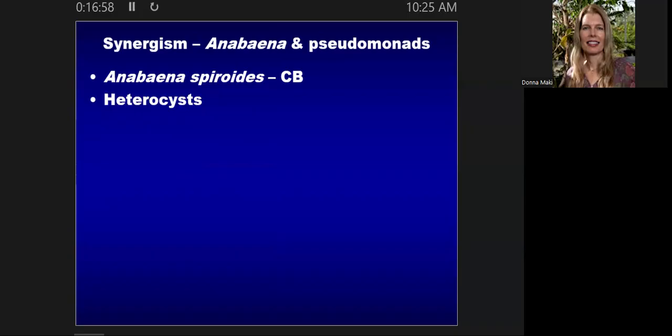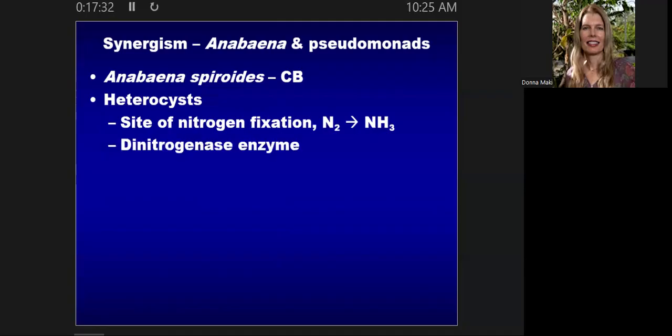Here's another example. So Anabaena is a cyanobacteria. It's got many, many vegetative cells that kind of string together like a string of pearls. And then one of those cells develops into a heterocyst, which is where they go ahead and do their nitrogen fixation. So in this heterocyst, it's a very special cell. It allows for the breakdown of dinitrogen to ammonia. Well, in order to do that, you need the dinitrogenase enzyme. This enzyme is really sensitive to oxygen.